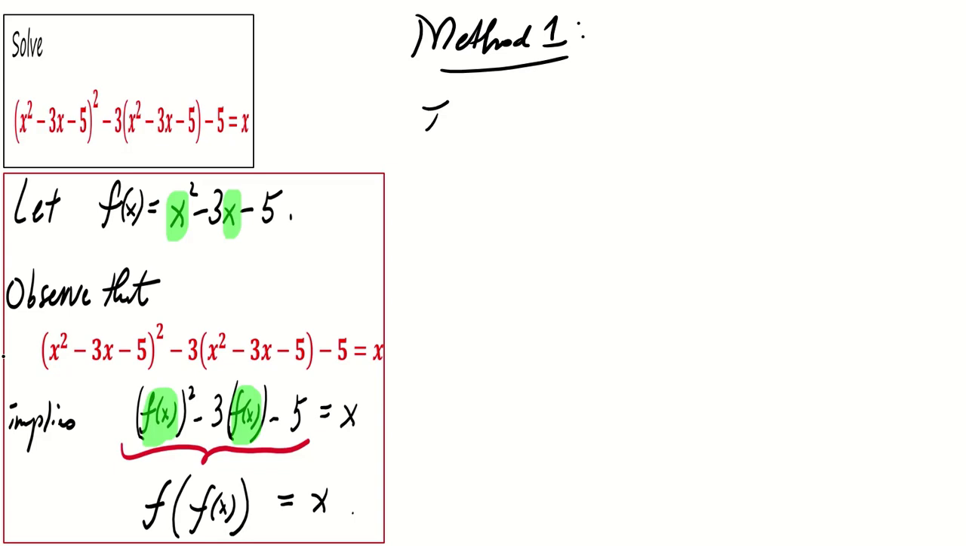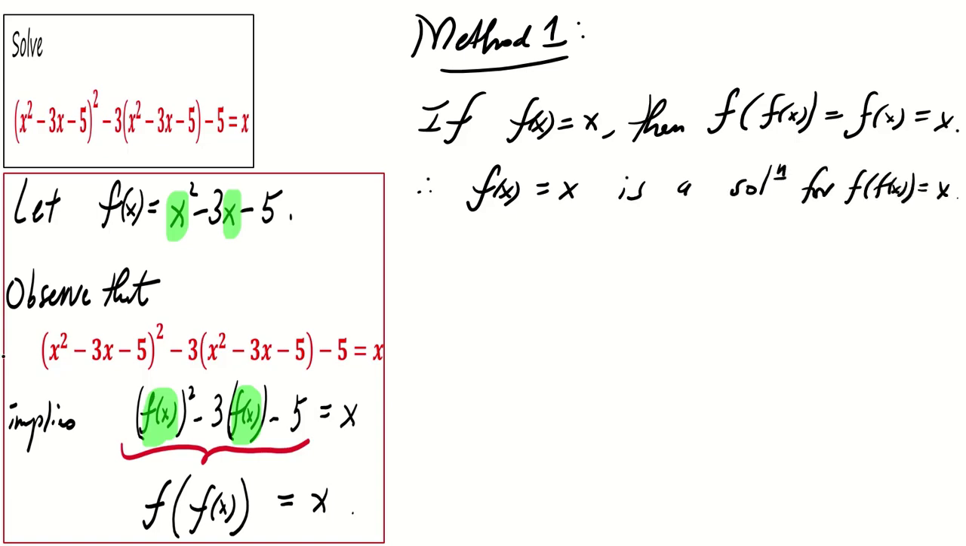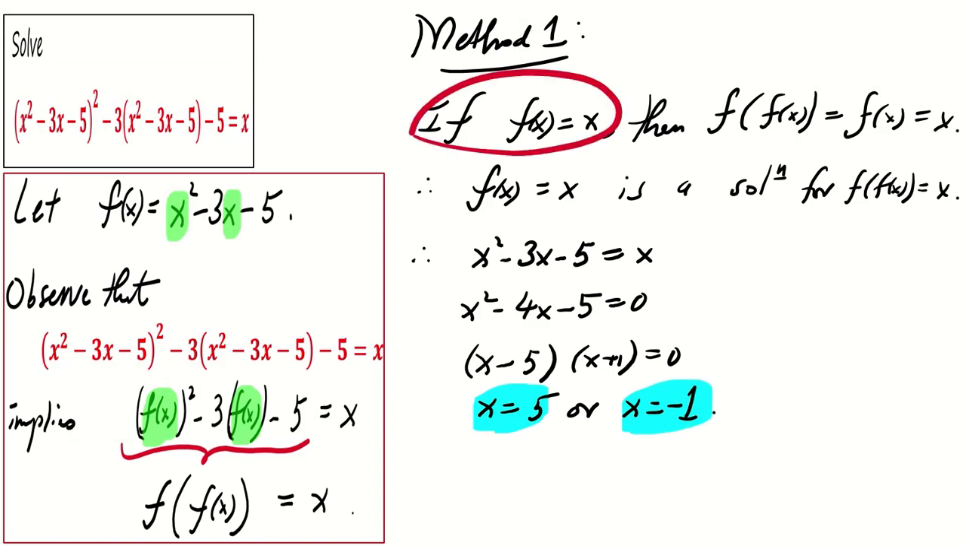Method number one. If f(x) equals x, then f of f(x) is equal to f of x and therefore equals x. It means that f(x) equals x is a solution for this equation. Since f(x) equals x, we have x squared minus 3x minus 5 equal x. So x squared minus 4x minus 5 equals 0. Factorize the expression on the left-hand side. We obtain (x minus 5)(x plus 1) equals 0, and this means that x equals 5 or x equals negative 1. Of course, the answer is based on the assumption that f(x) equals x.